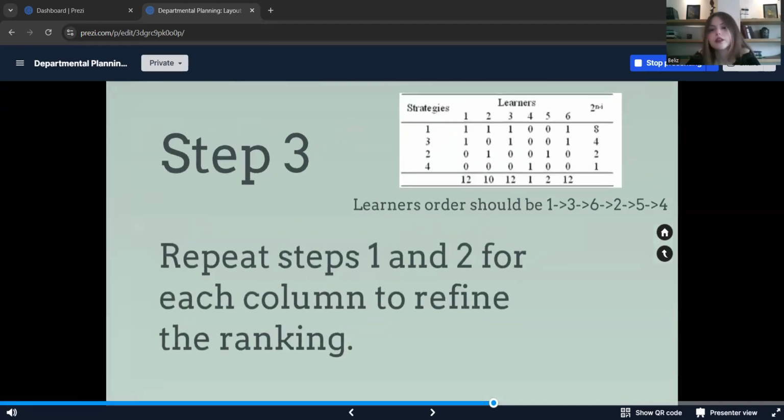Then we are repeating the weighting and ranking for the columns. After reordering rows, we compute column weights and reorder columns. Here the new column order becomes 1, 3, 6, 2, 5, and 4.